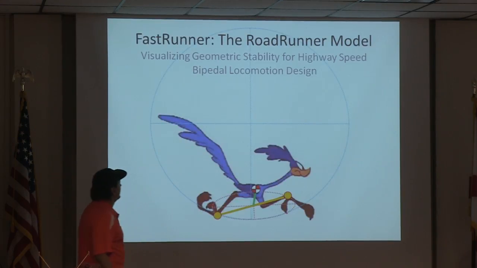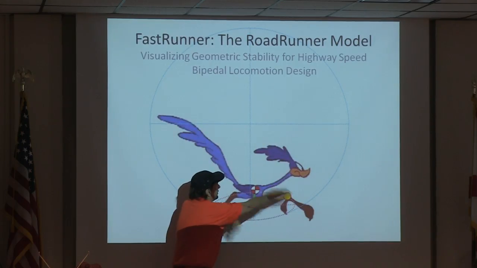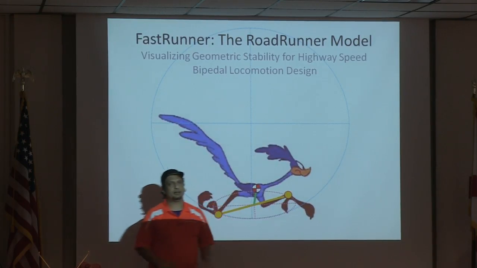Next. This is the Roadrunner model for fast running. We got it from the cartoons. We have our center of gravity, a throttle angle here. We've got our running feet, and our metacenter is up there. We are so stable.